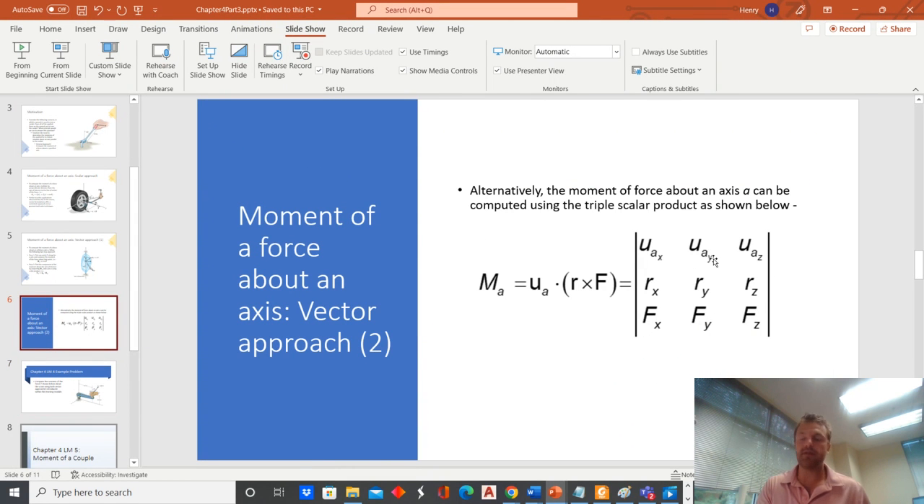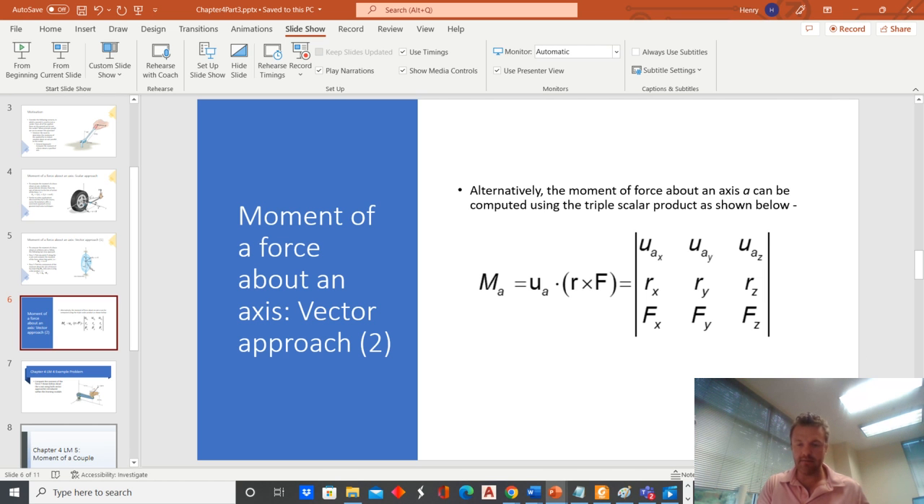You put the components of the unit vector along your axis in the first row. So think about it. What would it be for our axis, the x-axis? Well, the unit vector along the x-axis is just i hat. So the entries in the first row will just be 1, 0, 0. The entries in the second row will be the same as our position vector when we computed our moment. And in the third row, we'll have our force components, minus 100, 100, and 141.42.